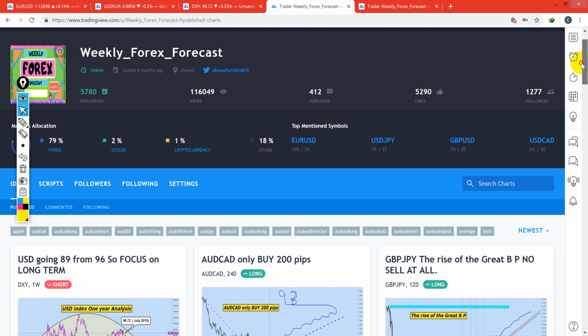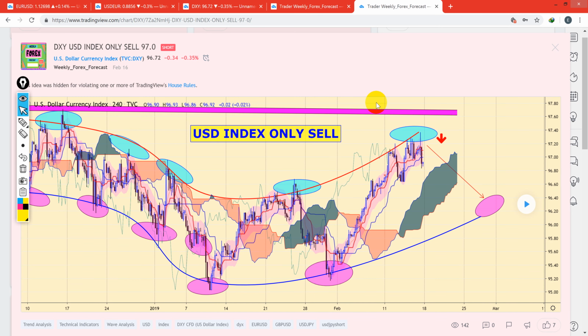Anyway, so this is a dollar index chart. It has been ranging between 97 and 95, up and down in this range for a while.